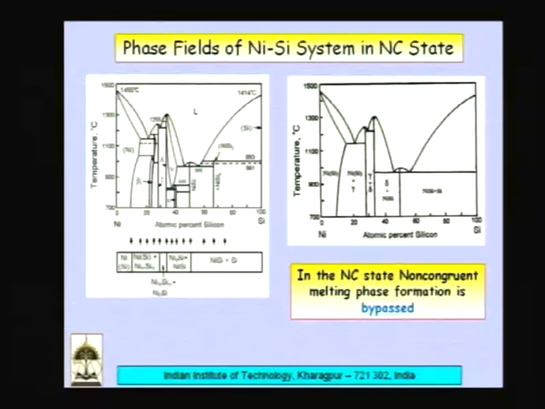Usually a congruent melting compound has a large negative enthalpy of mixing, because up to the melting point it is not changing to anything else, it is able to be stable up to the melting point. This happens only when the delta H mixing is largely negative. So, intermetallic compounds which have a large negative enthalpy of mixing are very stable compounds, and in a nanocrystalline state not every compound becomes stable.